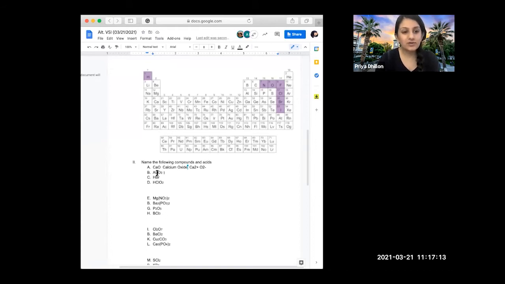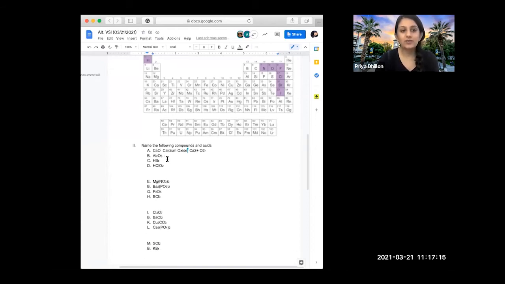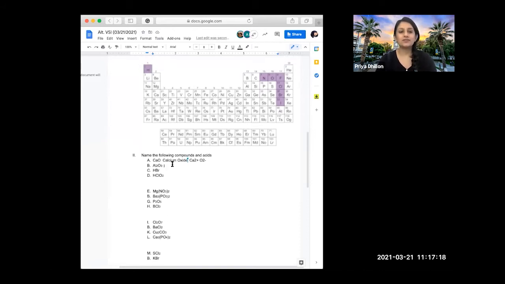So now let's go to Al2 and then O3. So what is Al a symbol of? The element's name. So Al is right here. Yes, it is aluminum. Thank you for replying.